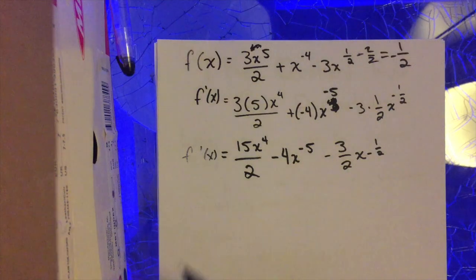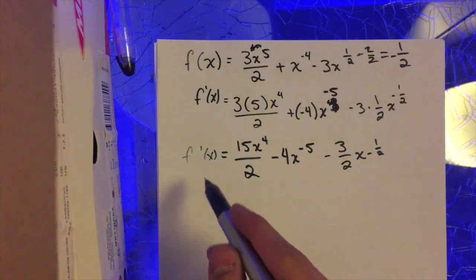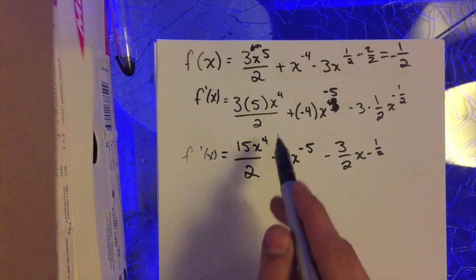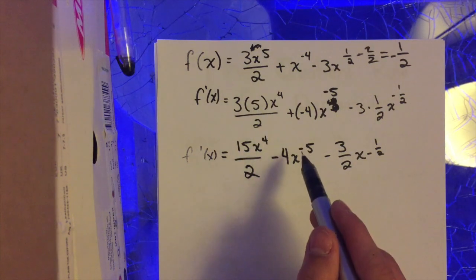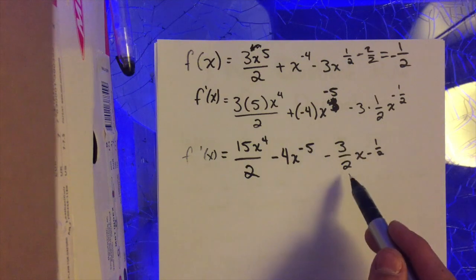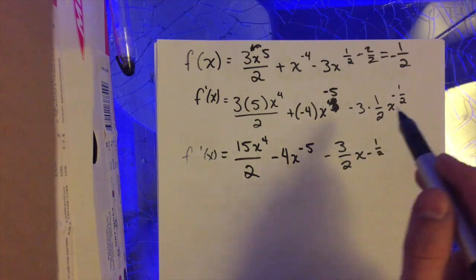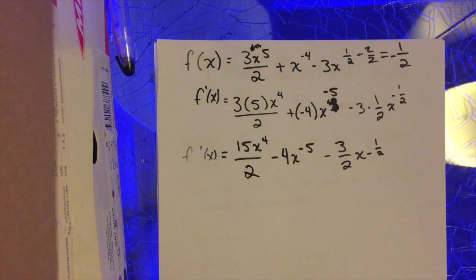Here we have our final answer. F prime x equals 15x to the power of 4 over 2 minus 4x to the negative 5 minus 3 over 2 x to the exponent negative 1 over 2. So, we can see whenever we're dealing with exponents, you need to use the power rule. And as long as you use the power rule and you input it in correctly, you will get the right derivative every time, no matter if it's a negative number or if it's a fraction.